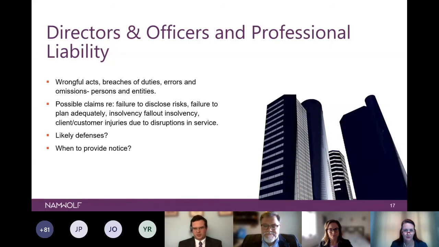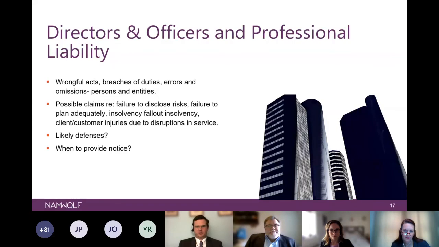Most policies should, if the insured has a good enough insurance broker and attorney, include a retroactive date, so they'll cover claims arising out of wrongful acts that occurred before the policy inception date. And they will also include an extended reporting period so that you can get coverage for claims arising out of wrongful acts that occurred during the coverage period, but for which a claim was not brought until after the coverage had ended.